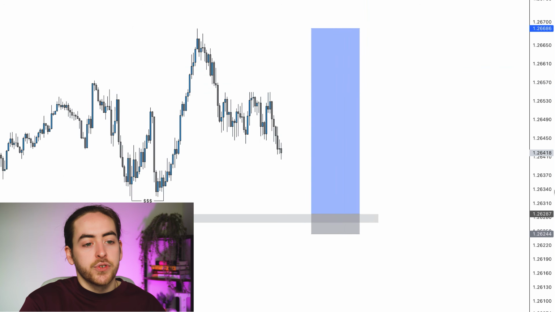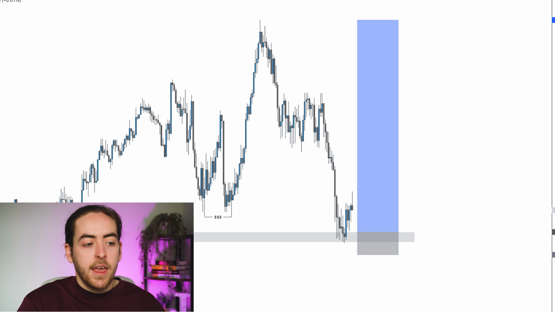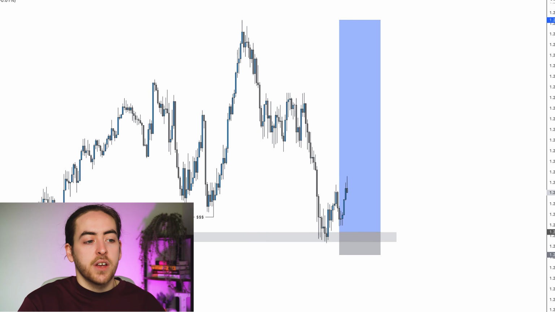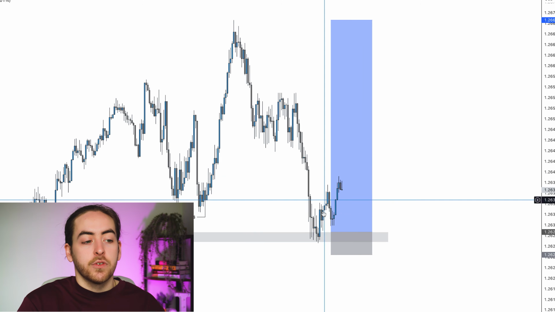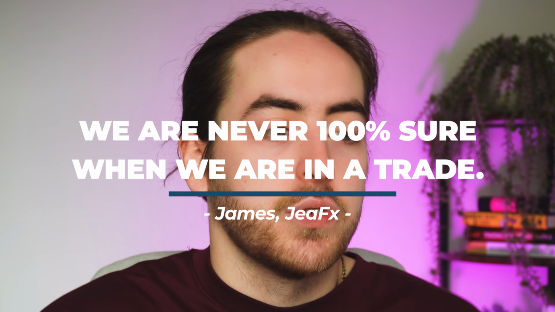So here's an example of a trade I took earlier in the week, and I'm going to show you my break-even system and my way of approaching this strategy on this position. This trade got tapped in and then moved up into profit, okay? And when the trade was moving into profit, I decided to go break even on it because I wasn't sure whether it was going to continue to the upside or move to the downside. We are never 100% sure when we're in a trade.